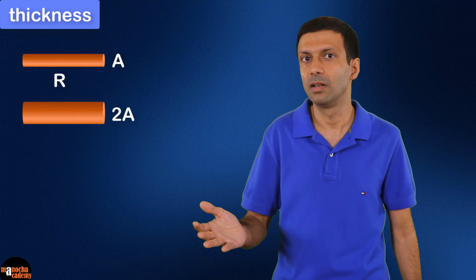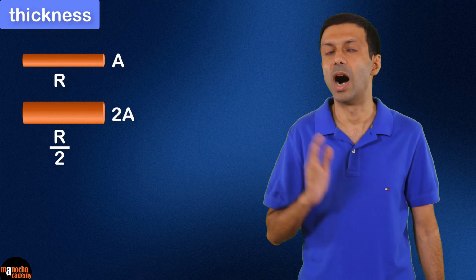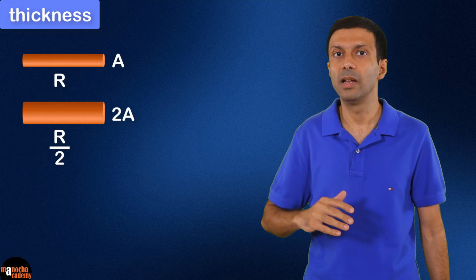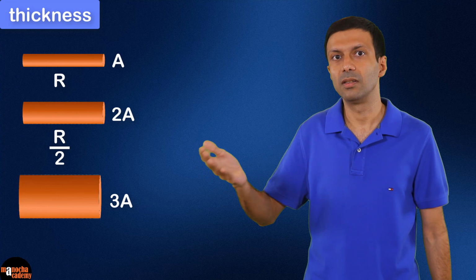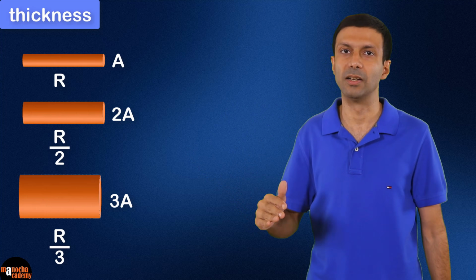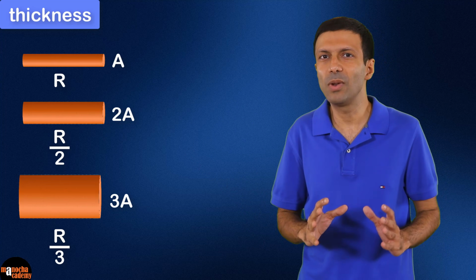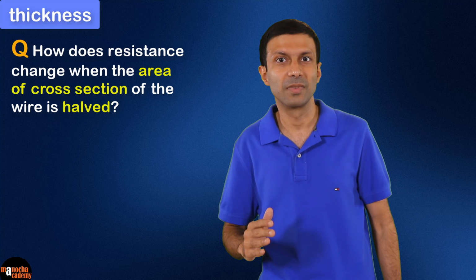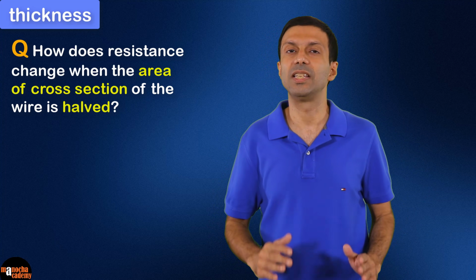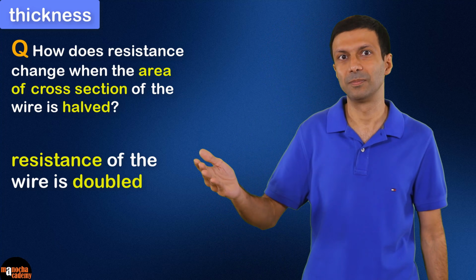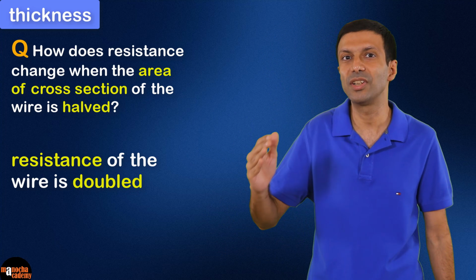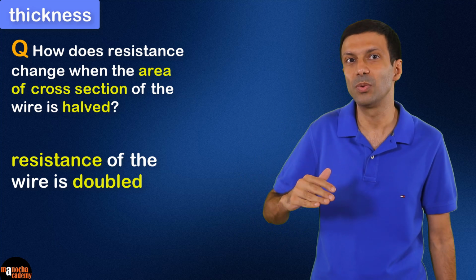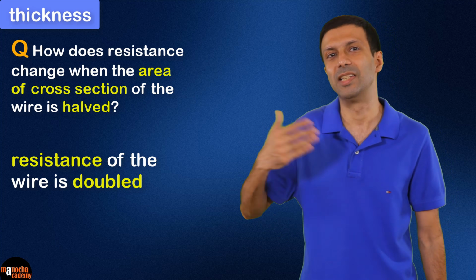The scientists did experiments and saw that when the area of cross-section of the wire is doubled, the resistance becomes half. Similarly, if the area is tripled, then the resistance becomes 1/3. Now what do you think will happen when the area of cross-section of the wire is halved? That's right, the resistance of the wire gets doubled. Since the area of cross-section is halved, the resistance will increase and it will become double.